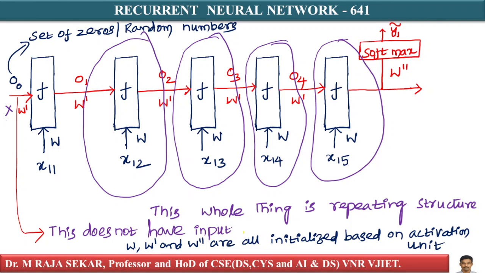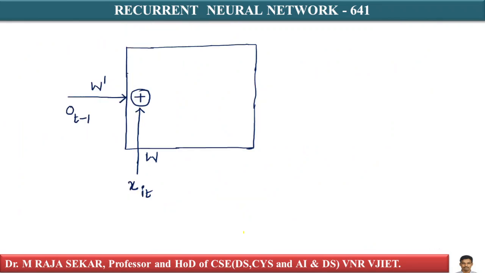The way of representing it is, if you think of your recurrent neural network as a box, it has 2 inputs. It has O_{t-1} from the previous layer and you have X_i^t. Just see this particular diagram. On this there is a weight W', on this there is a weight W. You know that there is a dot product between O_{t-1} and W', and X_i^t is multiplied by W. Just see these two things.